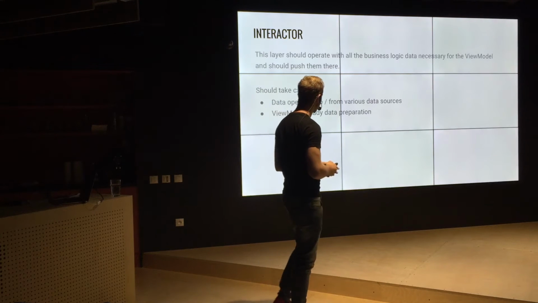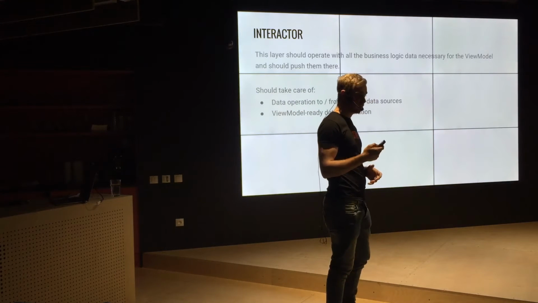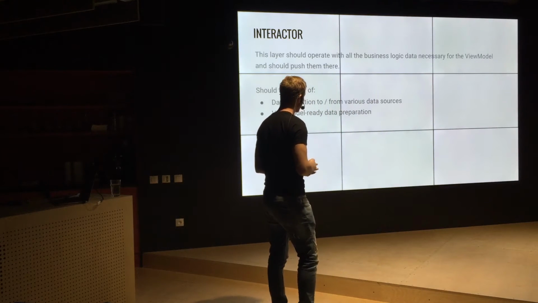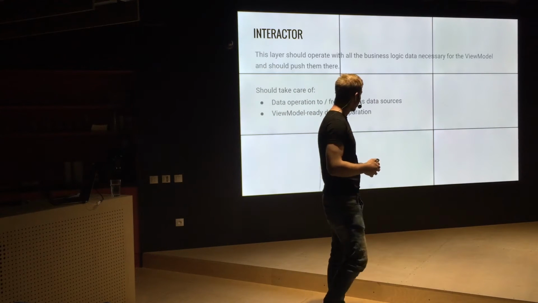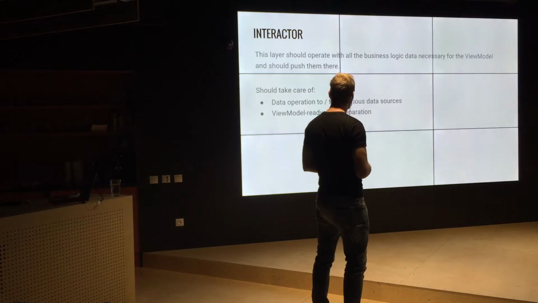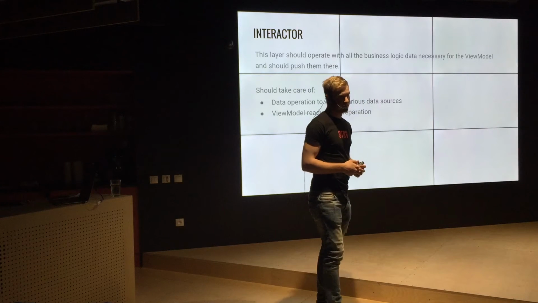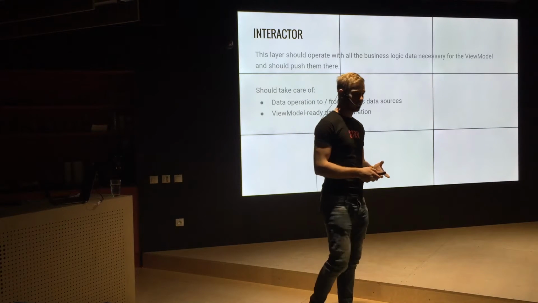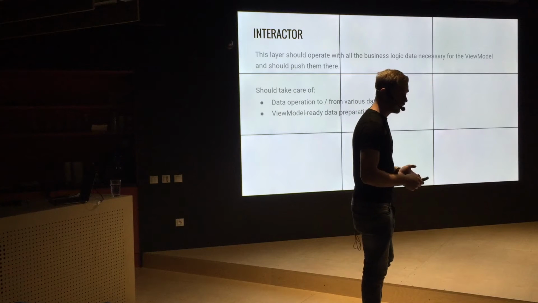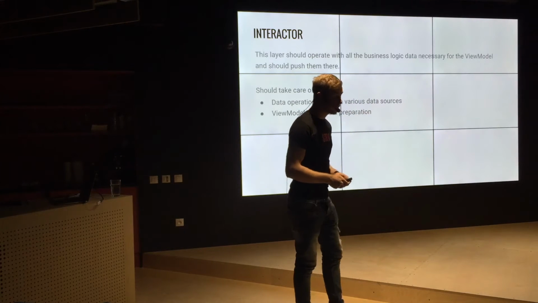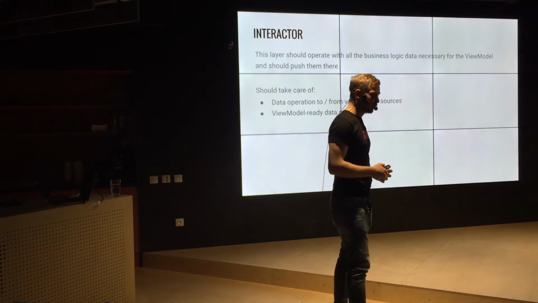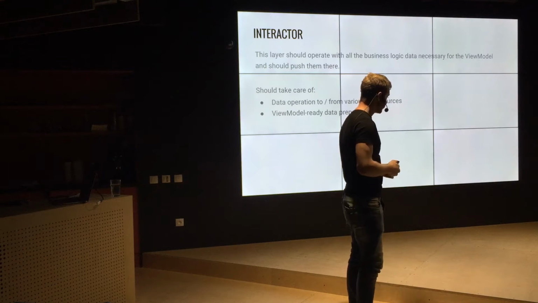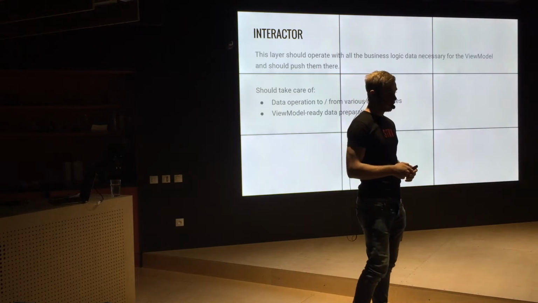Then we have interactor here. It just basically wraps all the business logic, and it's also called use case in the clean architecture. What it basically does is take the data from various sources, like I said, SQL database or API or shared preference or whatever you want, and just provides that data to the view model.